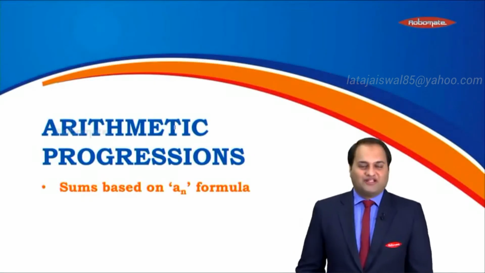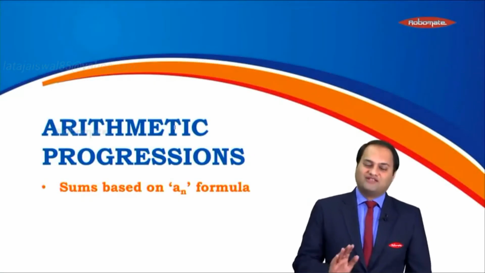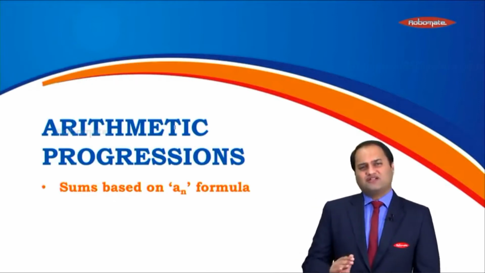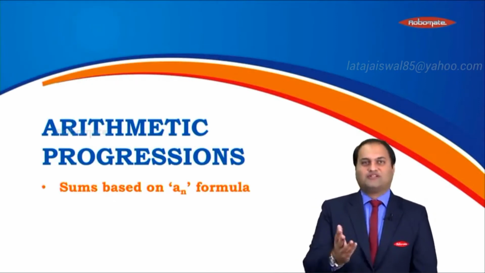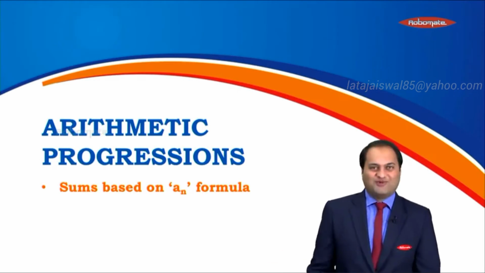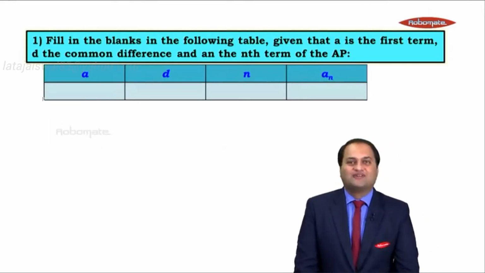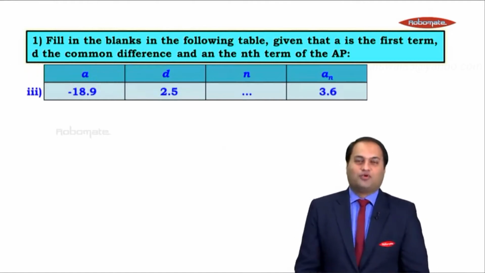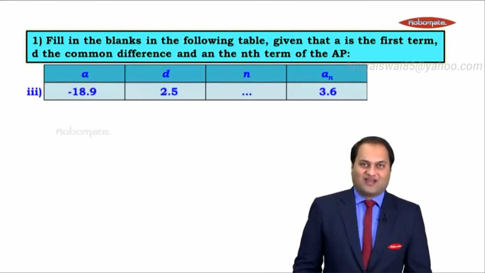Let's move on to the next module of this chapter. This module is absolutely similar to the previous module. It is just a continuation of the previous module, the sums based on an formula. So let's do it. The next sum has 4 quantities, out of which 3 are given to you all, and we are supposed to find n this time.